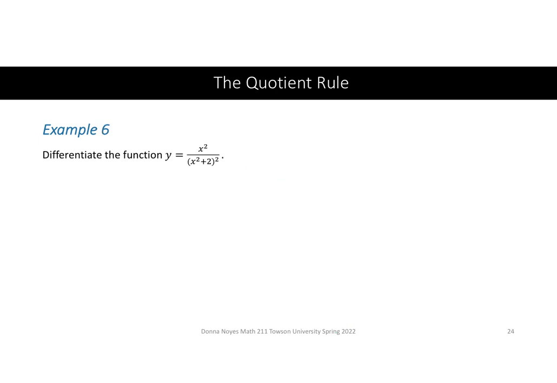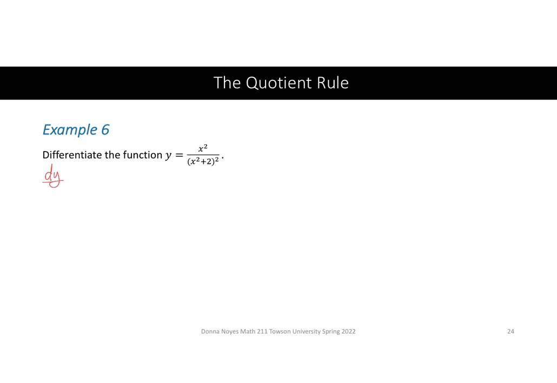Let's try one last example. Now, I don't have the same expressions on the top and the bottom with just a different sign in between. I changed it a little bit and said, let's put x squared on the numerator, but the denominator is now x squared plus 2, quantity squared. So let's see what happens when we start out with this one.